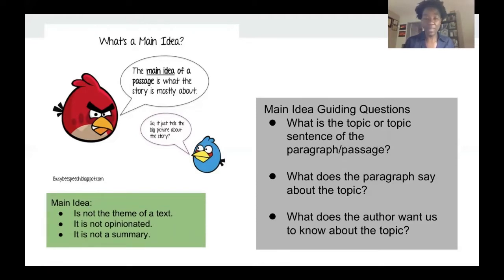We said that the main idea is not the theme of a text. It is not opinionated. It is not a summary.